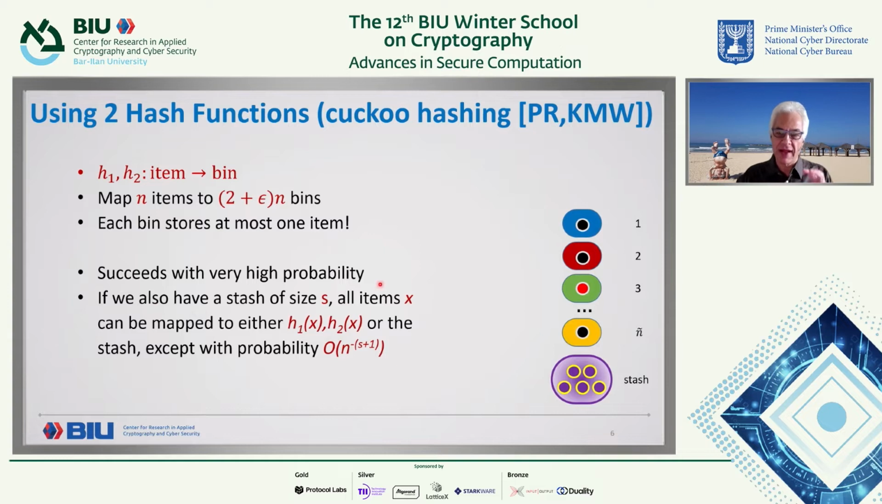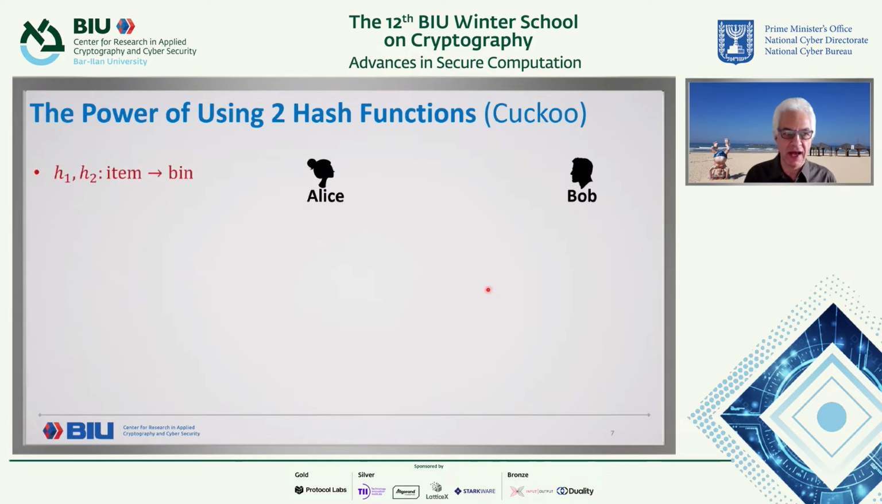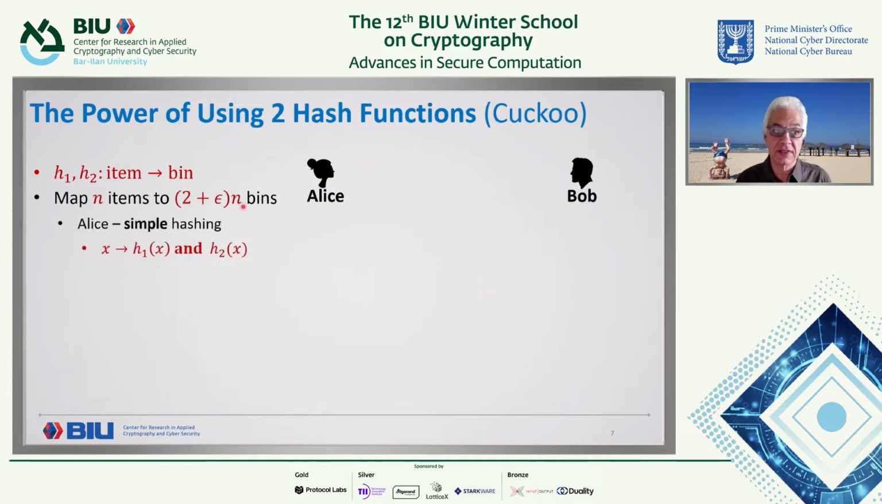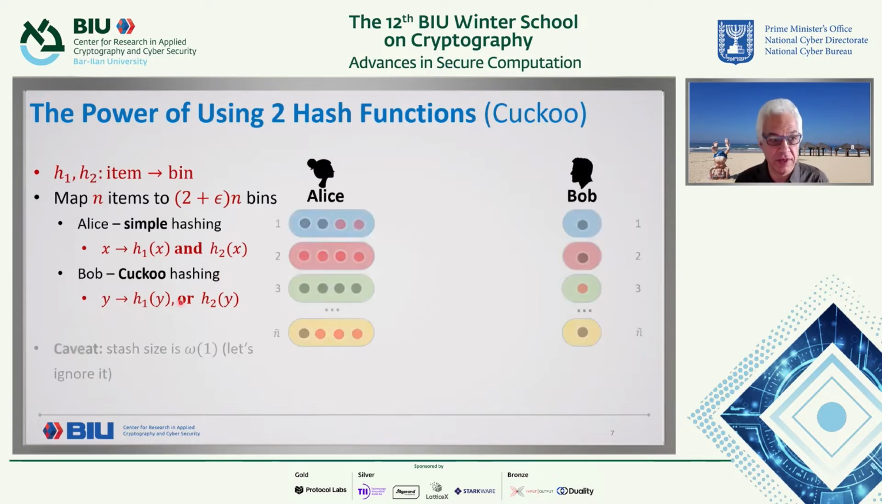Now, we cannot have both Alice and Bob use cuckoo hashing, because then Bob might put X here and Alice will put X there, and they won't be able to compare to each other. So the way we use cuckoo hashing in PSI is the following. We have these two hash functions. Alice uses simple hashing, so she puts each item of hers both in location h1 of x and in location h2 of x. Bob uses cuckoo hashing, so he puts each item either in h1 or in location h2. So Alice is going to end up with very fat bins with more than one item in each bin, but Bob is going to have just one item in each bin.